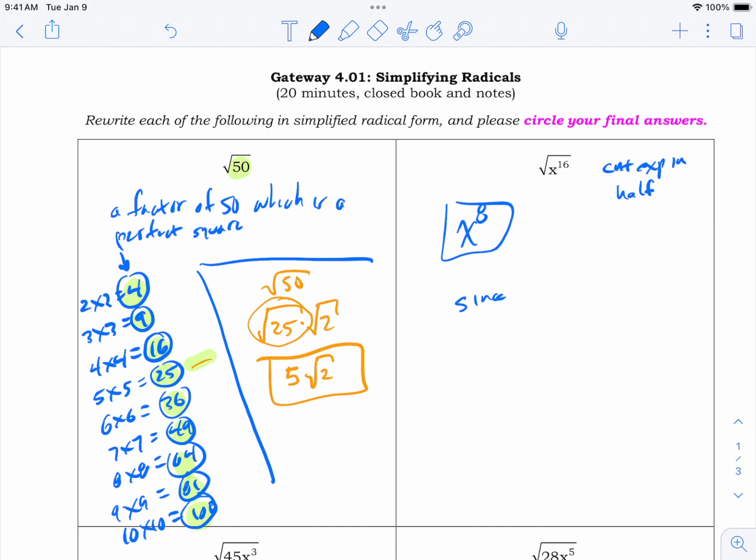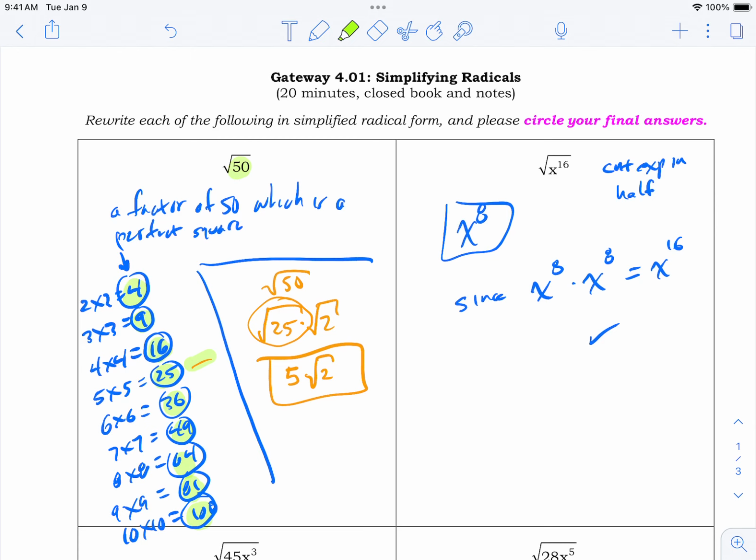Remember, the idea of a square root is what times itself equals the thing inside. What times itself equals x to the 16th? I'm saying the answer is x to the 8th. Is that true? If I multiply x to the 8th times itself, do I get x to the 16th? And of course you do. Remember that law about adding your exponents together? 8 plus 8 is 16. It works. It works great.